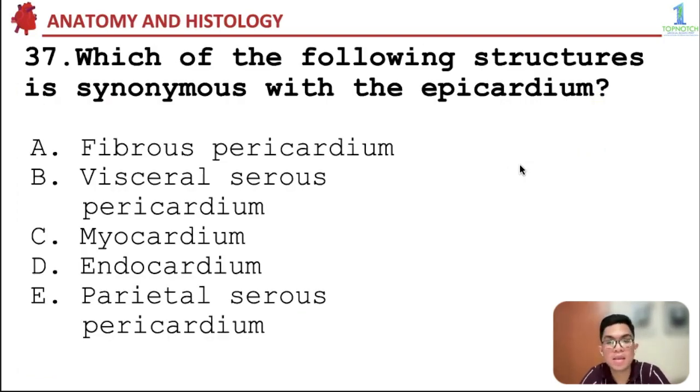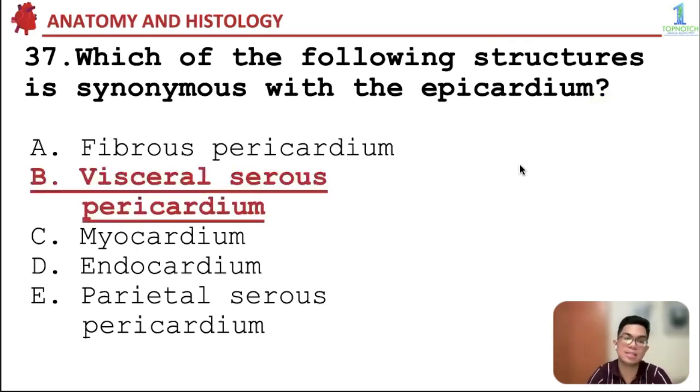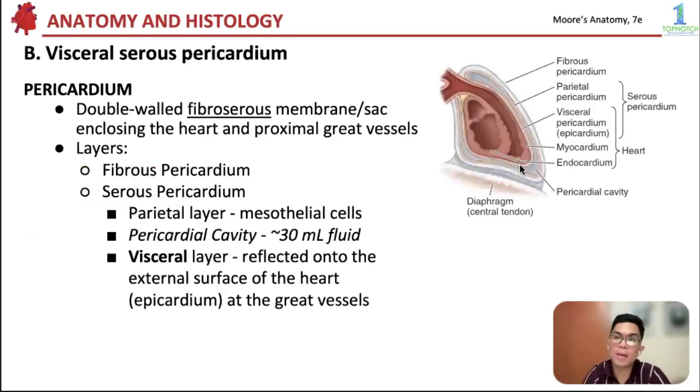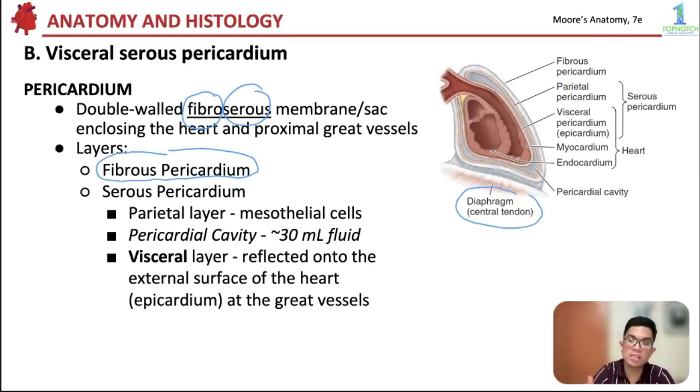Last few questions. Which is synonymous with the epicardium of the heart? That's your visceral serous pericardium. So the pericardium of the heart is unique in that it's a double-walled and a fibroserous membrane, which encloses the heart and the proximal great vessels. So most superficial is the fibrous pericardium. It is continuous with the diaphragm central tendon inferiorly. So it's fibrous. Wala siyang sinisikrit, matigas siya.